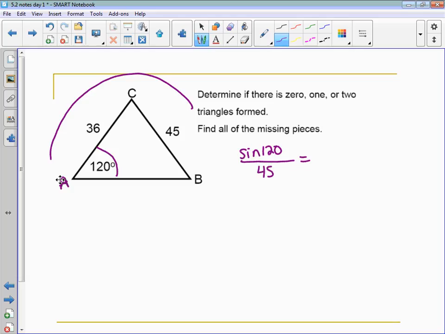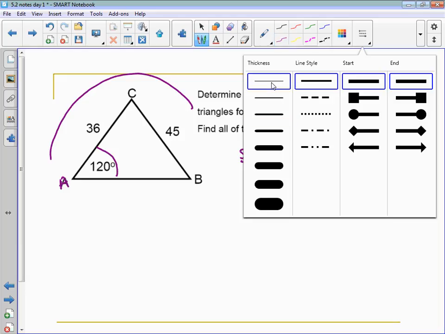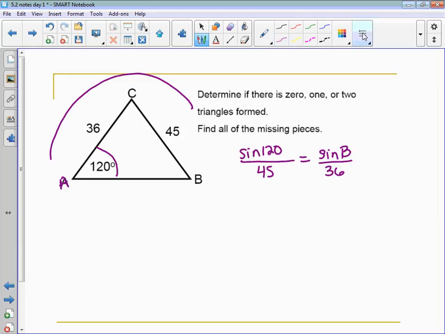Well, what's the other side we know? 36, and that's across from B, right? So let's do sine of B over 36. Well, then you would have 2 variables because then you'd have sine of C over, like, this is little c. And you'd have too many variables. You can only have 1 variable at a time when you're solving. Okay? All right, so same idea as before. We're trying to get the variable alone. You can cross multiply, or you could just multiply by 36 to get rid of that.